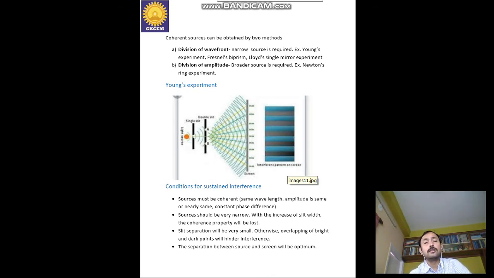Second one, the sources should be narrow. With the increase of slit width, the coherence property will be lost. And third one is the slit separation will be very small. Otherwise, overlapping of bright and dark points will hinder interference. And last one is the separation between source and screen will be optimal.